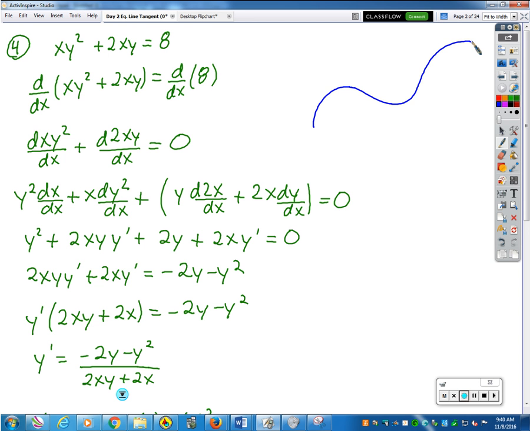We're interested in a specific point on this graph. What point are we interested in on this graph? 1, 2. So we'll just pretend that happens to be here.